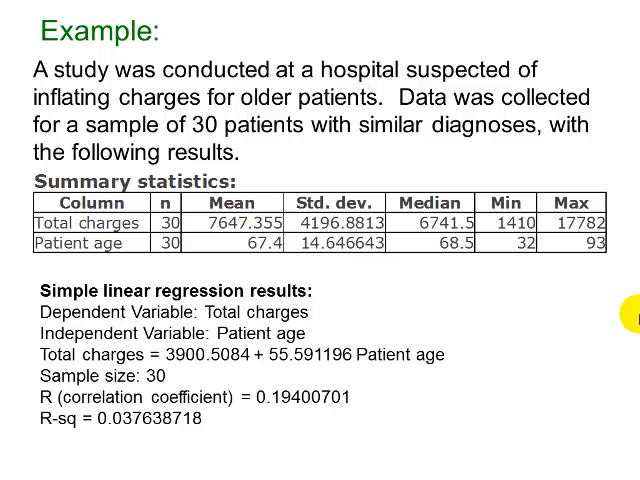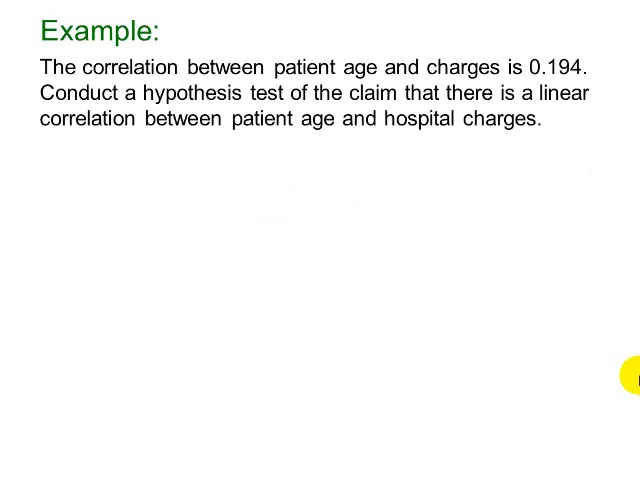A study was conducted at a hospital suspected of inflating charges for older patients. Data was collected for a sample of 30 patients with similar diagnoses with the following results. So we have our summary statistics for charges and patient age, and here are our simple linear regression results. So notice down here our correlation coefficient comes out to be 0.194. And now we're going to use that to conduct a hypothesis test of the claim that there's a linear correlation between patient age and hospital charges.